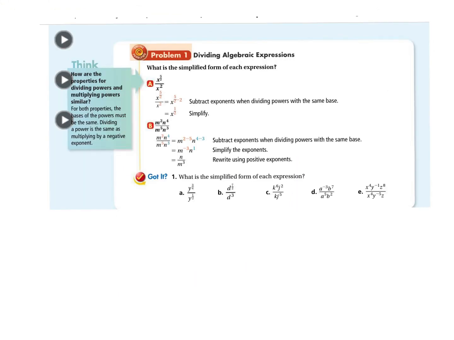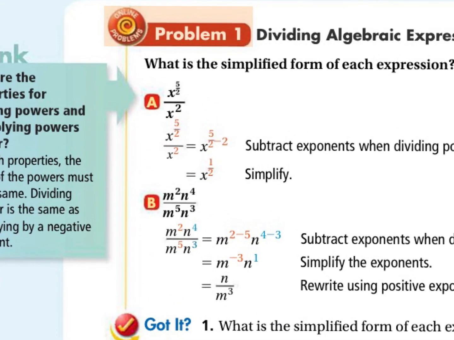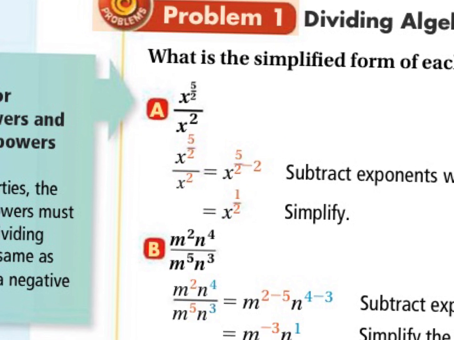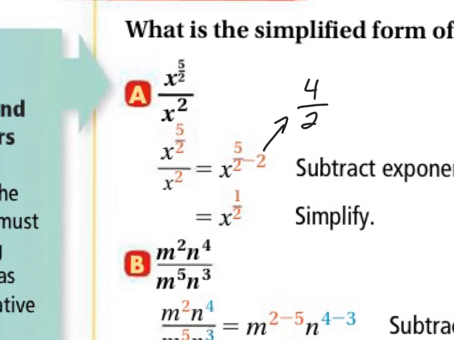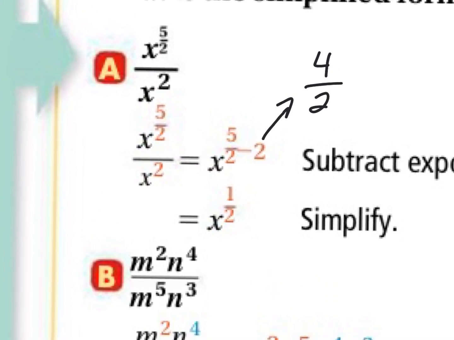So if you look at problem 1, they want us to simplify this. So x to the 5/2 over x squared. Since we're dividing like bases, we can subtract the exponents. You could get a common denominator here. So this would be like 5/2 minus 4/2, which would be x to the 1/2 power.